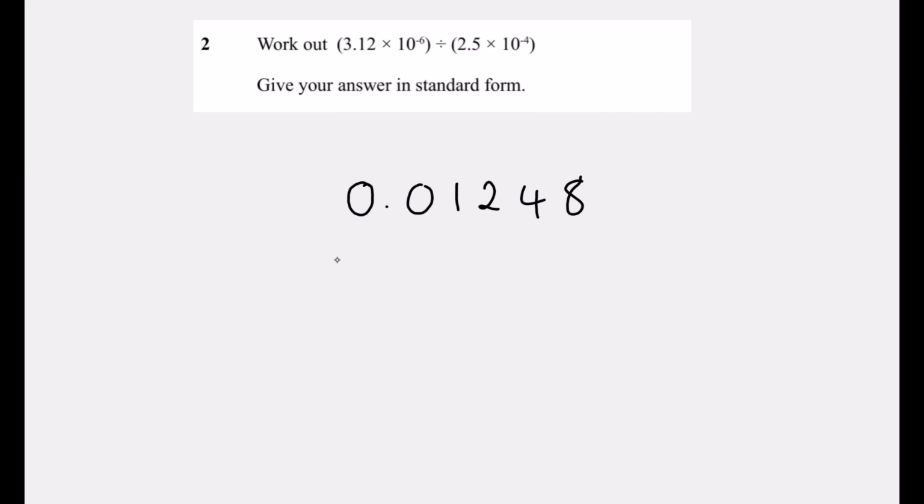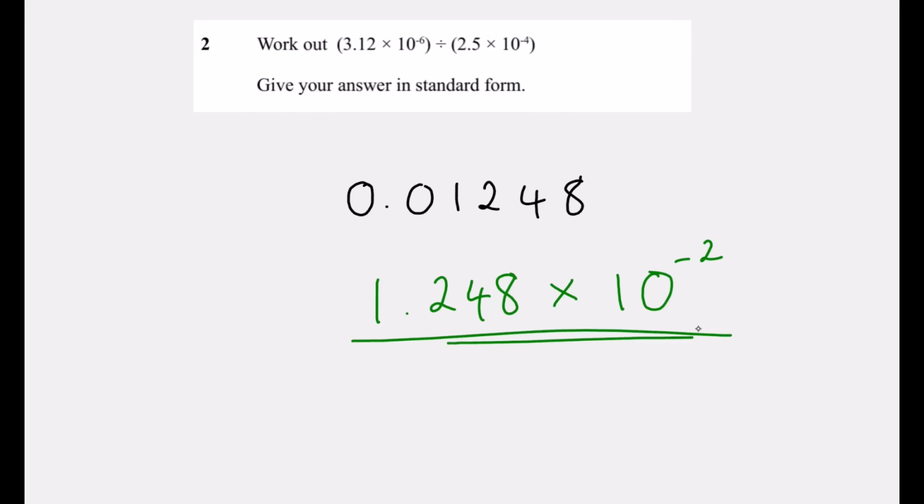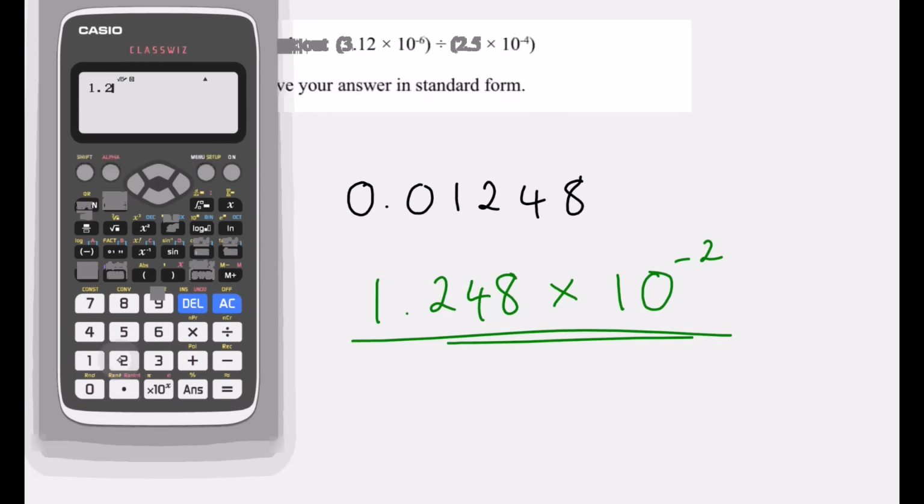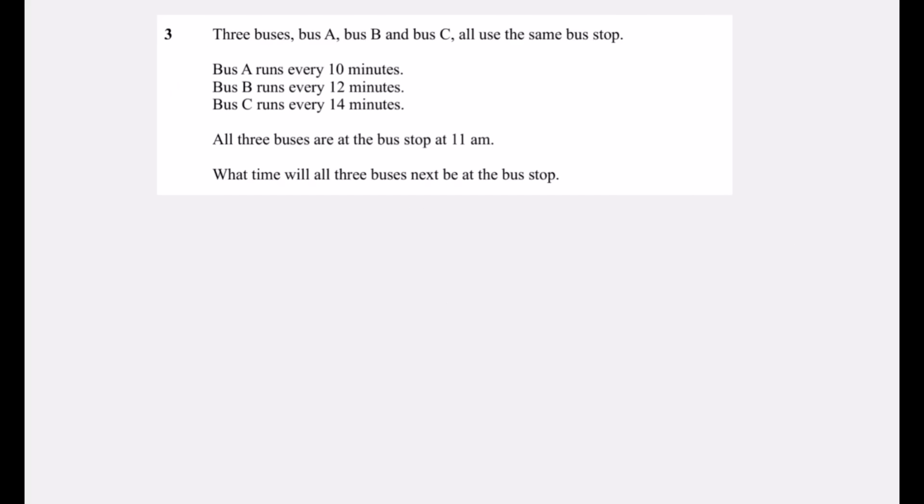Back to this, we need to give our answer in standard form. Standard form is a number between 1 and 10. So we're going to write 1.248, and then times 10 to a power. To go from 1.248 to our answer, we need to divide by 10 two times. So the power is negative 2. And we can check our answer. If I type in 1.248 times 10 to the power of negative 2, it takes me back to 0.01248.